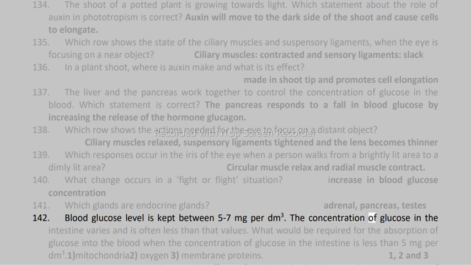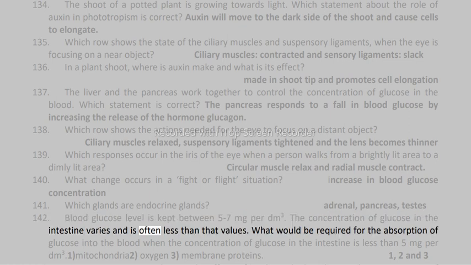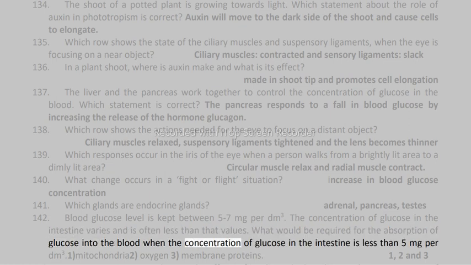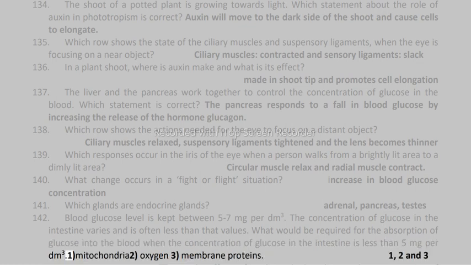142. Blood glucose level is kept between 5 to 7 mg per dm3. The concentration of glucose in the intestine varies and is often less than that value. What would be required for the absorption of glucose into the blood when the concentration of glucose in the intestine is less than 5 mg per dm3? 1. Mitochondria. 2. Oxygen. 3. Membrane proteins. 1, 2, and 3.